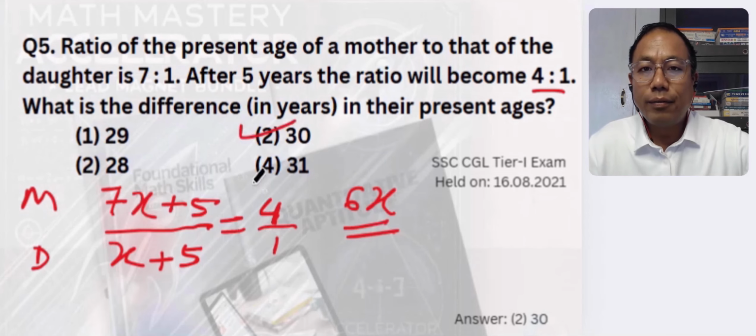If we have more than one option which is divisible by 6, we have to cross multiply and find the value of x. Then substitute here. Then only we'll get the value of 6x.